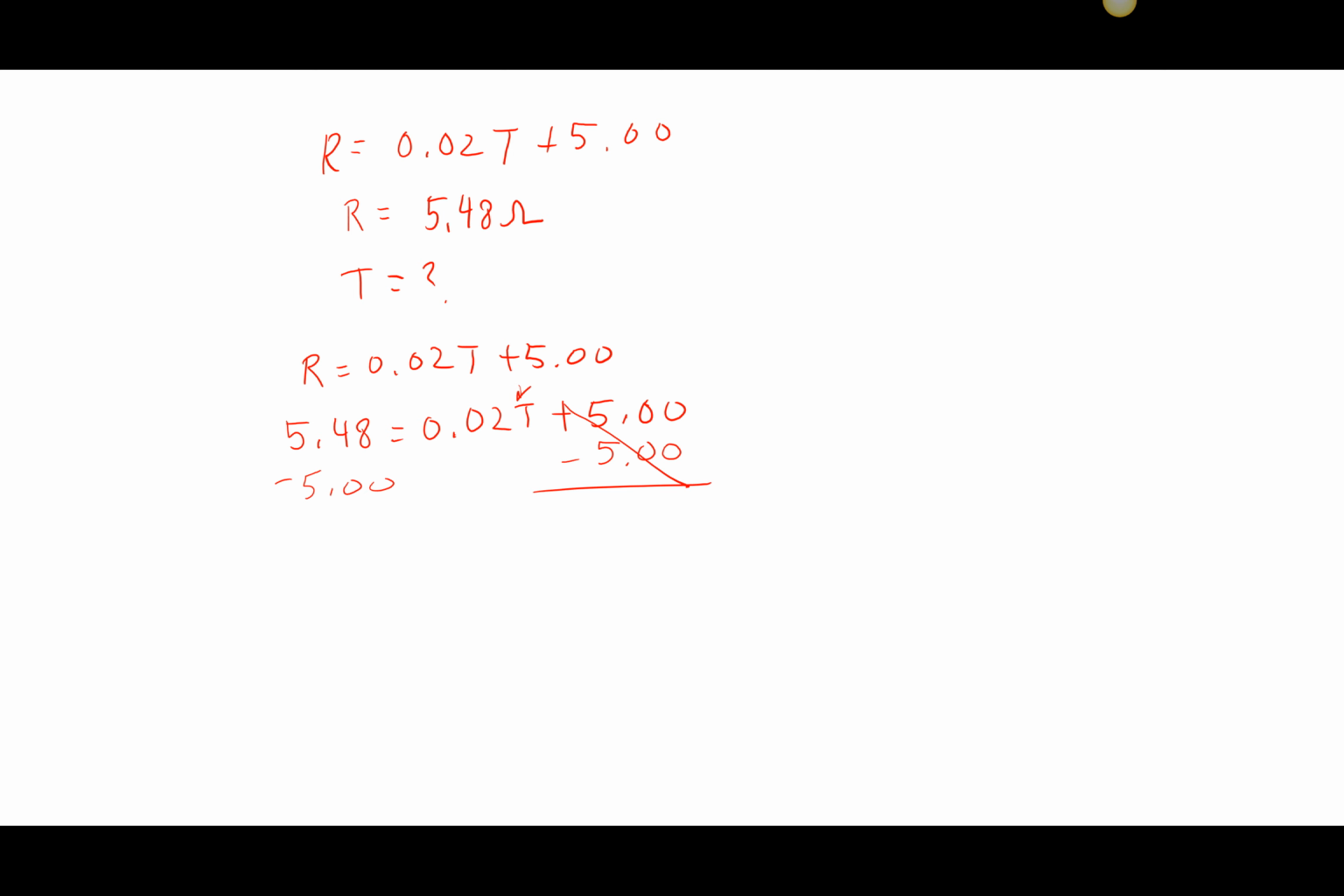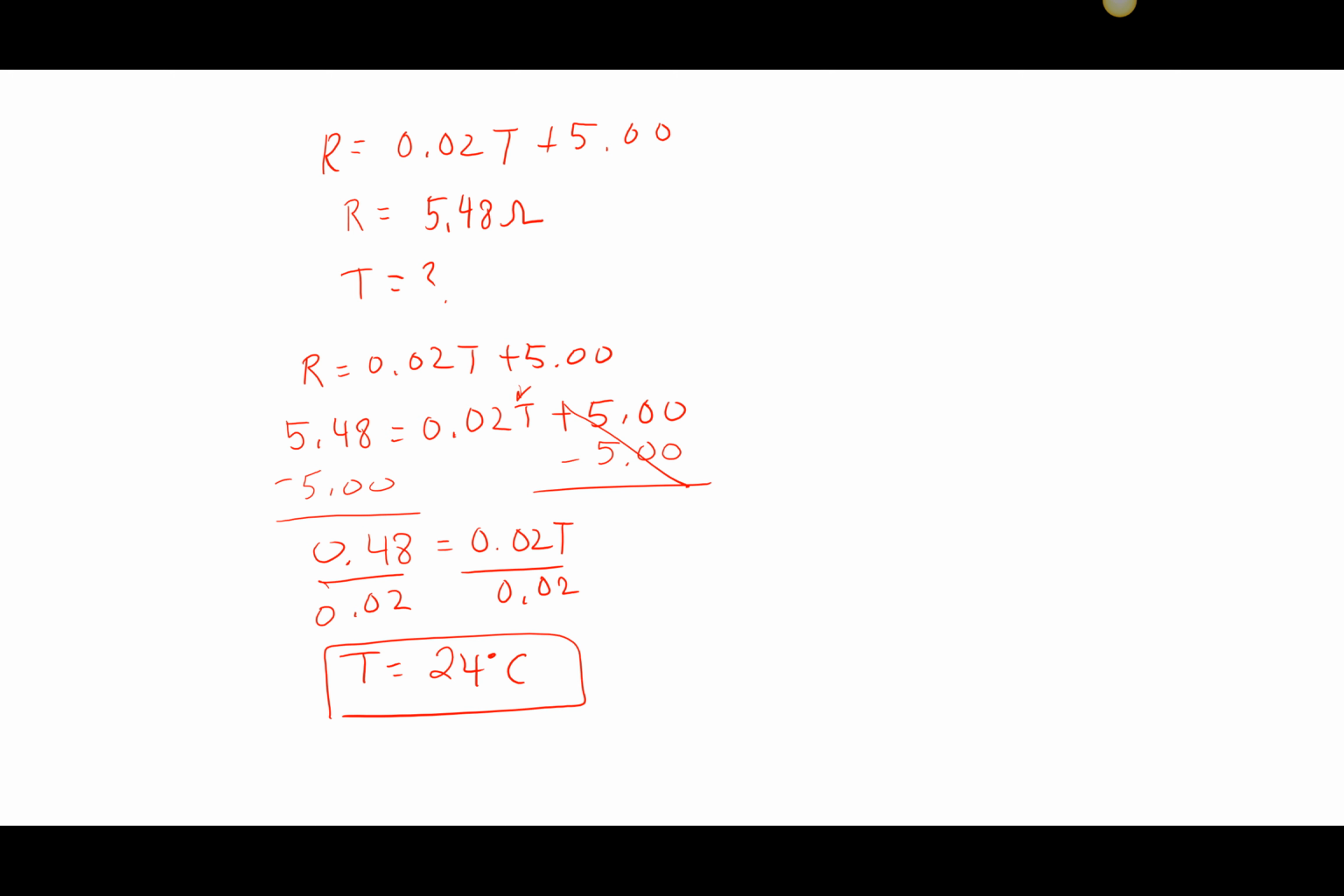That's going away. This is going to be 0.48 equals 0.02 T. We got to get T by itself, so we're going to divide both sides by 0.02. And when we do that math, we end up with 24 degrees Celsius. Okay? So that's how you work a word problem.